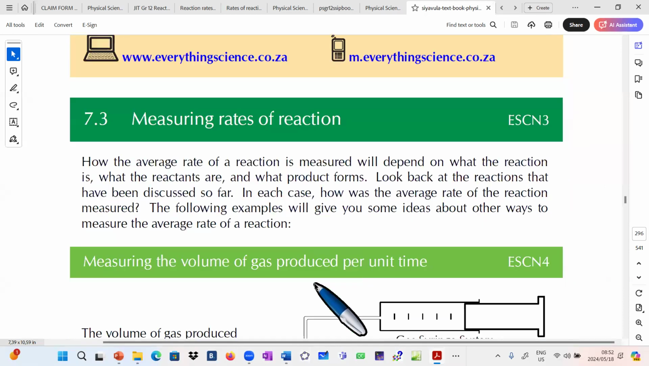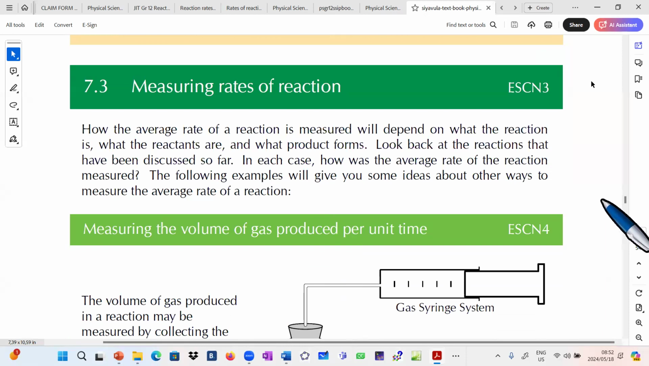Now, there are a couple of things that are very important for us to take into account, but the idea of measuring the rate of reaction. How the average rate of reaction is measured will depend on what the reaction is, what the reactants are, and what product forms.